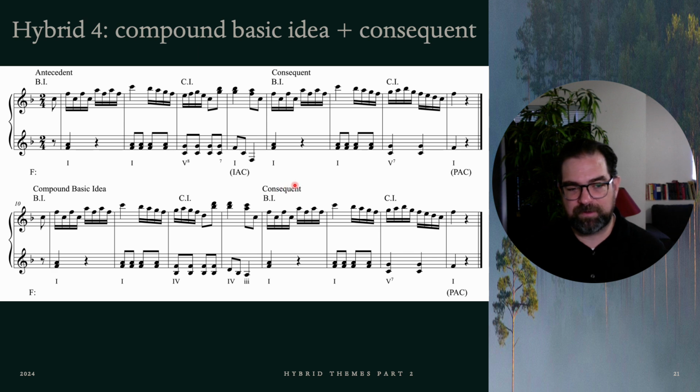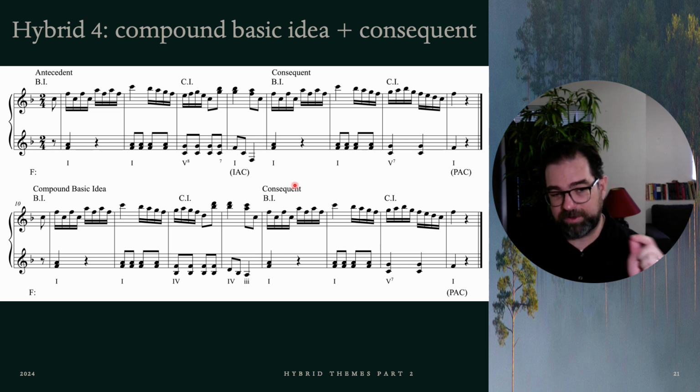So remember, hybrid 3 and 4, they start with a compound basic idea. Hybrid 3 has a continuation. Hybrid 4 has a consequent. We don't have a hybrid 5 that uses the expanded cadential progression, but that could be something you may want to play around with. So let's go ahead and listen to this.